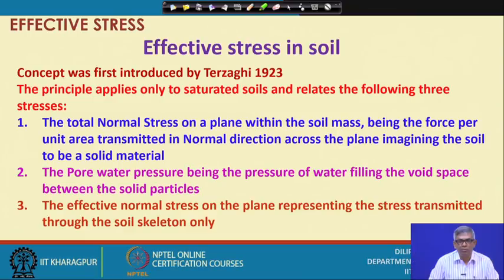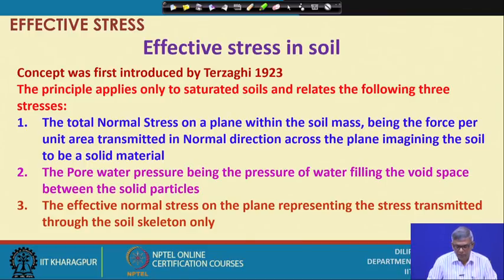Like if there is a block, and I apply a force P, then if it is a solid one, we can find out the stress at any point by P by A. That is the first one, the total normal stress. Generally we will use the term total normal stress from now onwards. That is nothing but P by area, where A is the cross sectional area of the soil through which the force is applied. So the total normal stress is P by A.